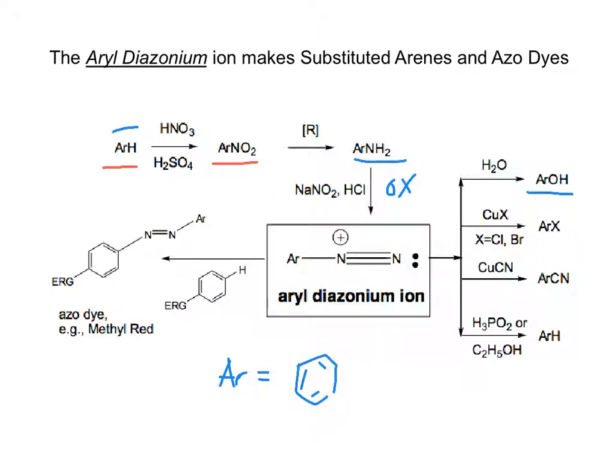Another important reaction is the formation of an azo dye. So stop the video, draw a resonance structure of the aryl diazonium ion, and show how it reacts with this compound in an electrophilic aromatic substitution reaction to form the azo dye. So here's the resonance structure, and then the nucleophilic pi bond in the aromatic compound can react at the electrophilic nitrogen.